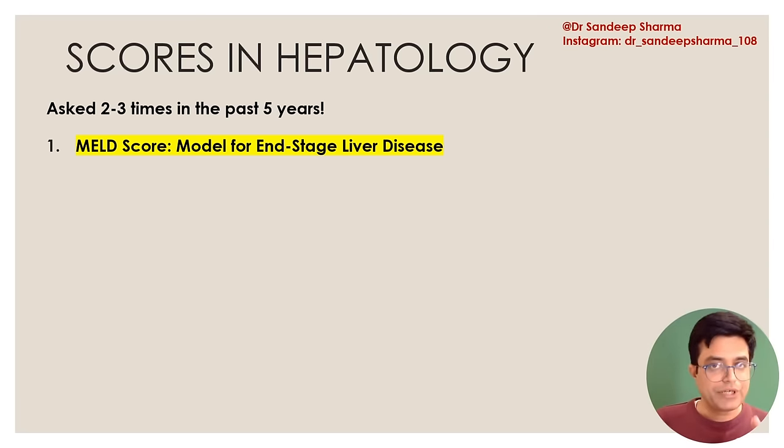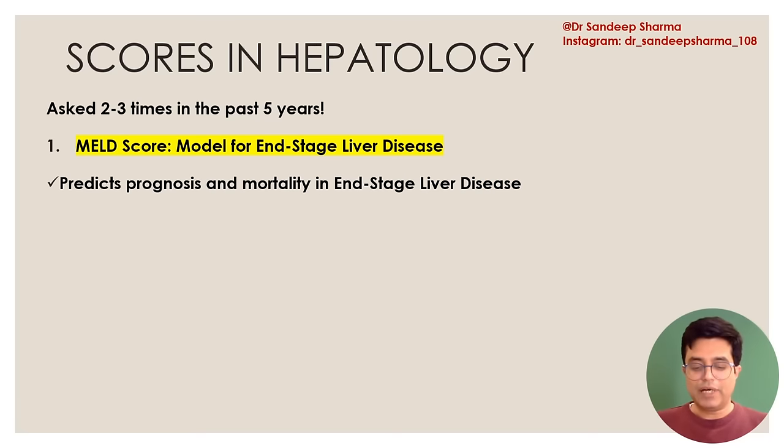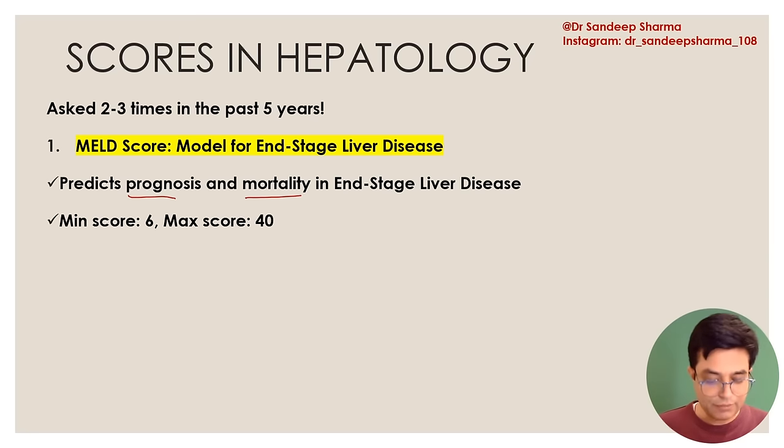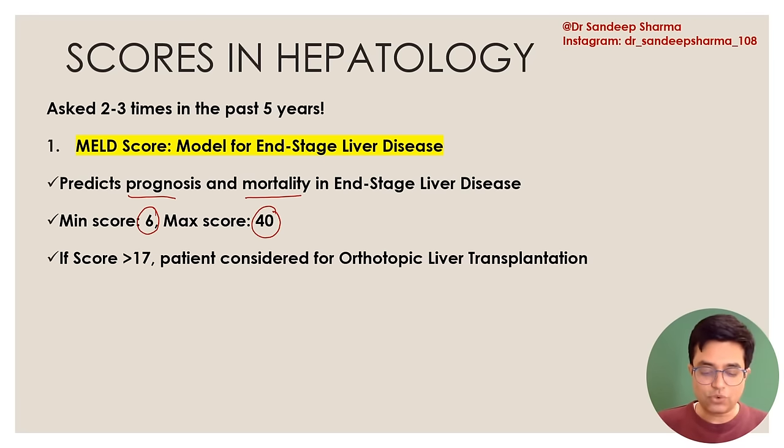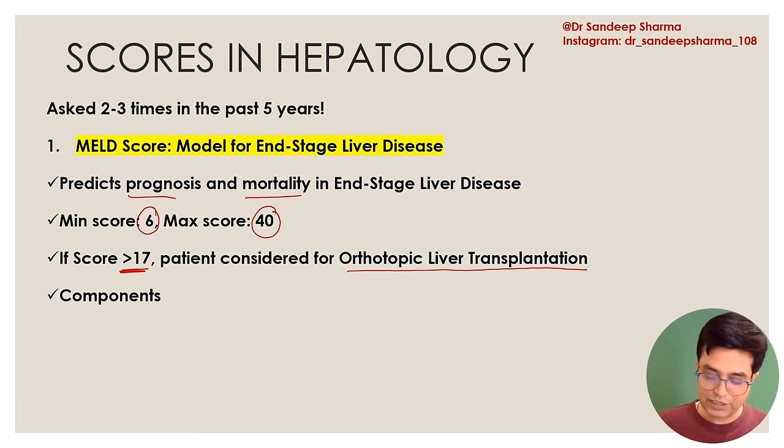So there are a few points that we need to know. First of all, MELD score predicts the prognosis and mortality in end-stage liver disease, right? Second point, there is a scoring system, details they will never ask you. The minimum score possible in MELD score is 6 and maximum score possible is 40. Any patient who has a score more than 17 can be listed for orthotopic liver transplantation, right? And fourth is the components of MELD score. If you look at past papers, components of MELD score is already asked in the exam.